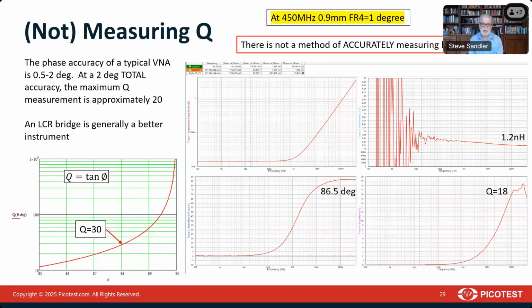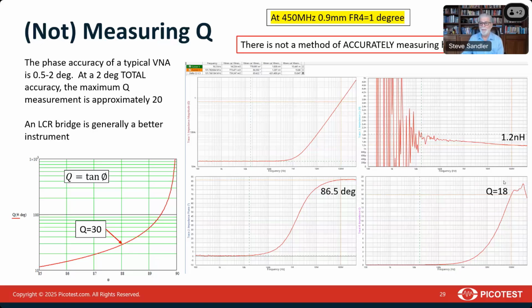One of them is going to be the Q. So when we want to measure Q of an inductor, that takes the real and imaginary terms, and we end up in a measurement that's very, very sensitive to phase angle. And so typically we can't measure high Qs using vector network analyzers, but the better we can get that phase measurement, the more accurate it will be. We need to get the phase right in order to get the Q right.